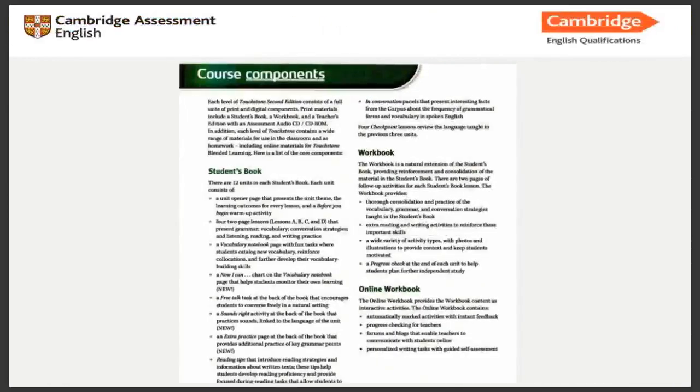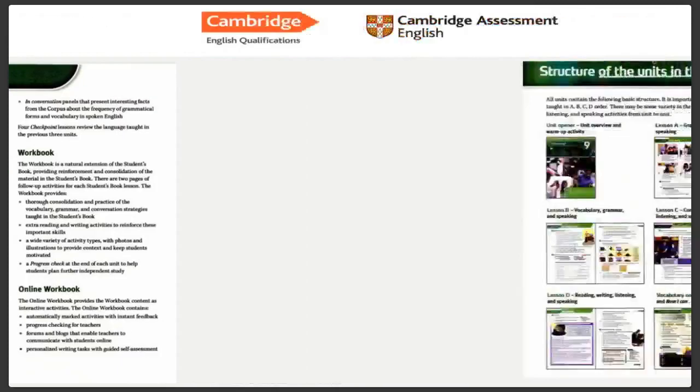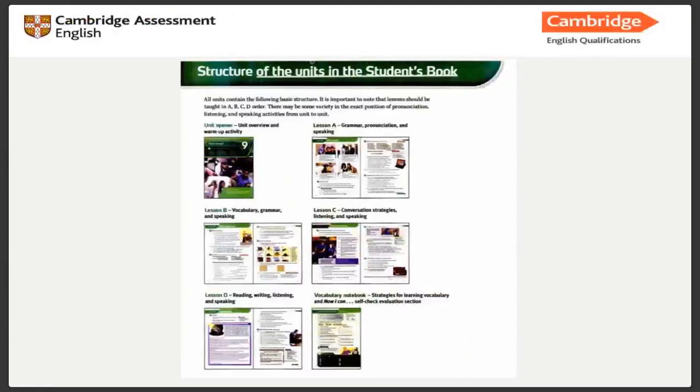Now, if you need a quick reminder and an overview of both the student's book and workbook, then you can refer to the course components page of the teacher's book. An analysis of the structure of the student's book units is then given. You can see the unit opening page, the focus of the 4 lessons, and the vocabulary notebook.